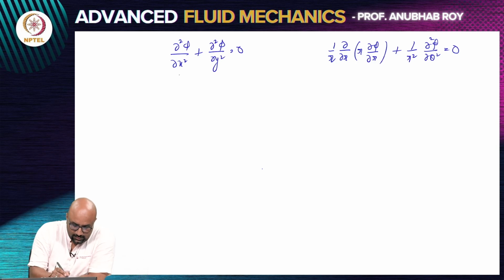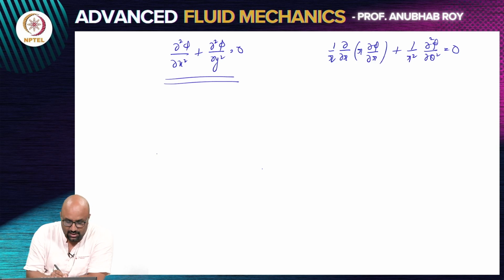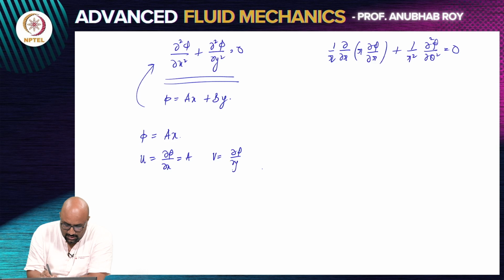Now, as you can see just from the Cartesian formulation, any linear function of x or y, so if phi was some ax plus by, then that is a trivial solution of your governing equation, because that is a second order equation. And we saw the special case of phi equal to ax. You could do the same thing for any other linear function of y. If you write down the velocity in the x direction, then this represents a uniform flow.